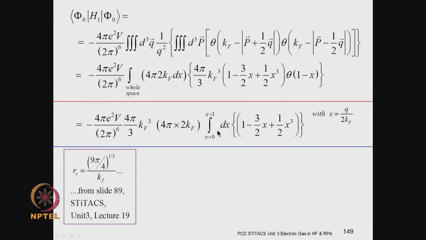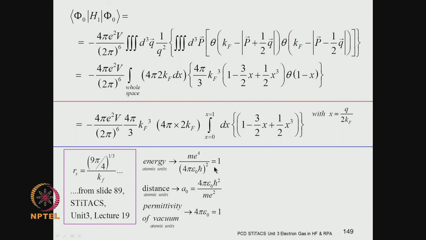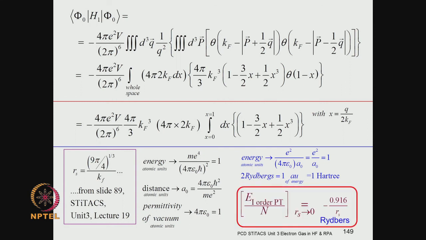So, you can carry out this integration. This is just integration over x between limits x equal to 0 to 1 of 1 minus 3 by 2 x plus half 3 x cube, and if you put in these values, use the appropriate atomic units. Okay, so, you carry out the transformation, write the result in atomic units, which is the Hartree, or you can write this result in Rydbergs, and write this value of the first order energy correction coming from the kinetic energy part alone, and this turns out to be 0.916 upon Rs.